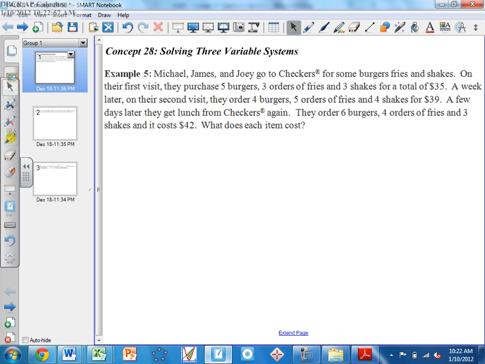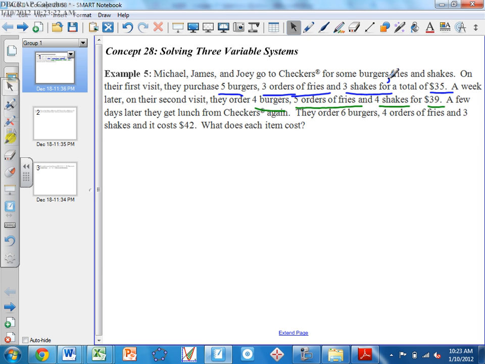Michael, James, and Joey go to Checkers for some burgers, fries, and shakes. On their first visit, they purchased 5 burgers, 3 orders of fries, and 3 shakes for a total of $35. A week later, on their second visit, they ordered 4 burgers, 5 orders of fries, and 4 shakes for $39.